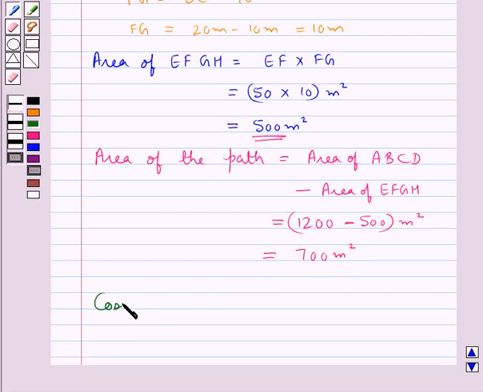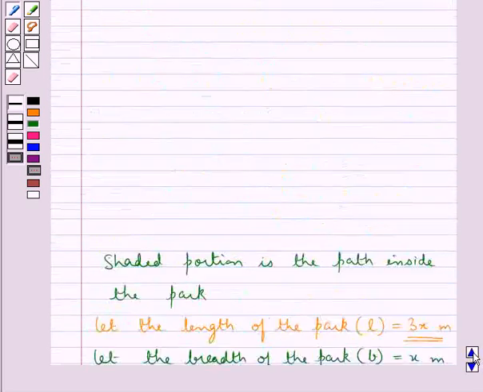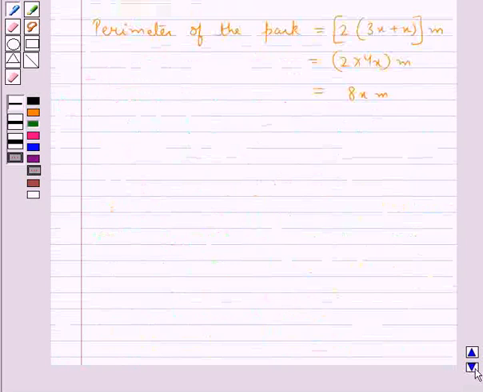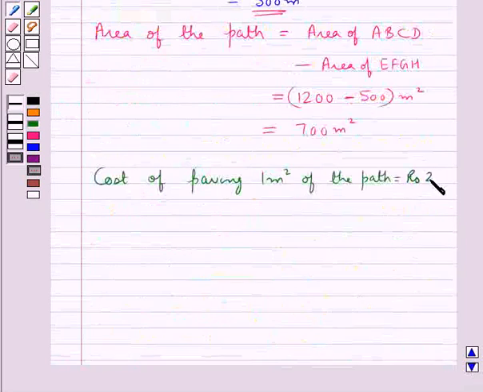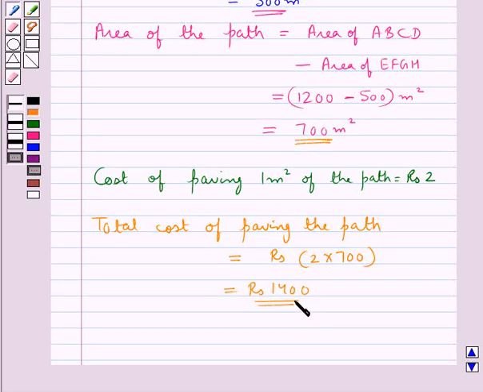In the question, we are given that the cost of paving 1 meter square of the path is equal to rupees 2 as given in question. So, total cost of paving the path is equal to rupees 2 into 700, since 700 meter square is the area of the path. So this is equal to rupees 1400 is the total cost of paving the path. So rupees 1400 is our final answer.